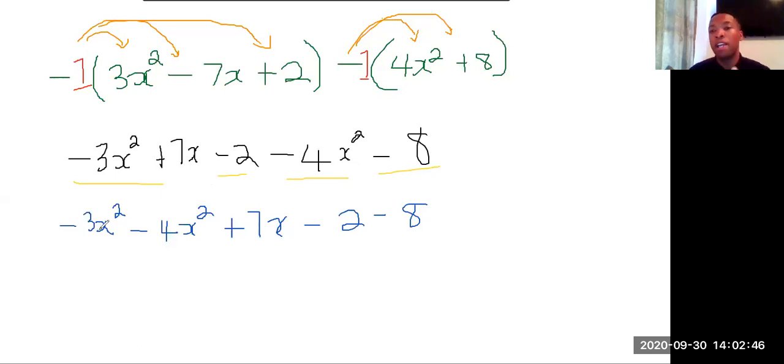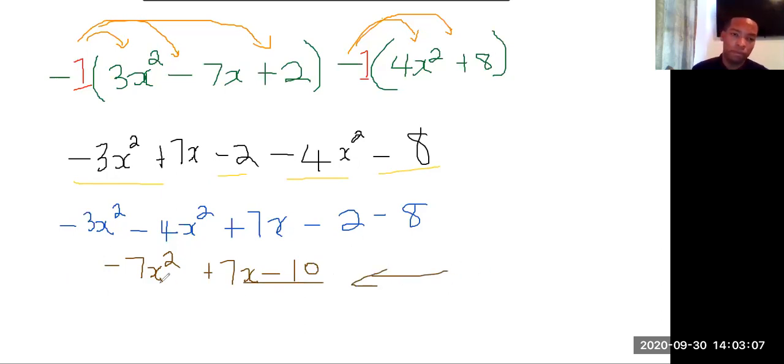Negative 3x squared minus 4x squared is negative 7x squared. All I'm doing is negative 3 minus 4, which is negative 7, and then I'm putting back the x squared. Then plus 7x, and this is minus 10. So that would be my answer right there. This is when we are adding or subtracting polynomials. That's basically it. Sometimes you'll have 6 terms in here, sometimes you'll have 10, sometimes you'll have x to the 20th power, whatever it is.